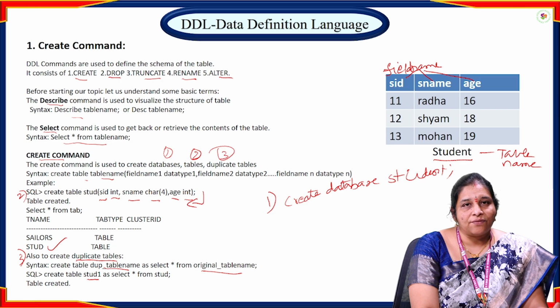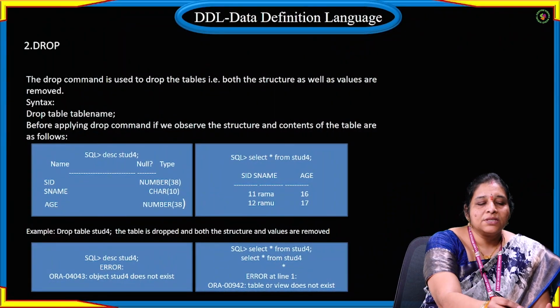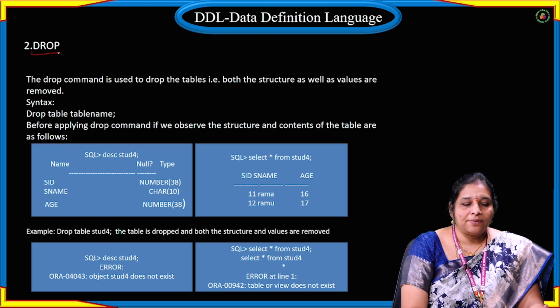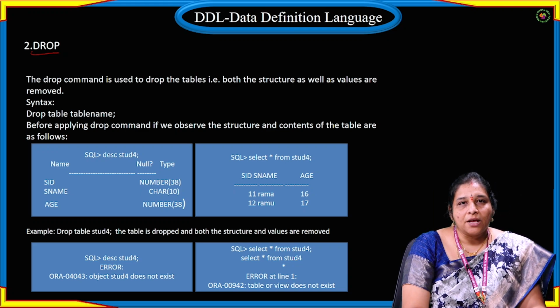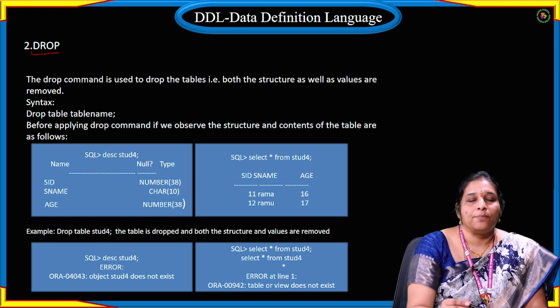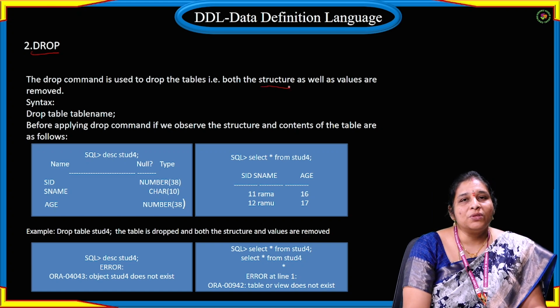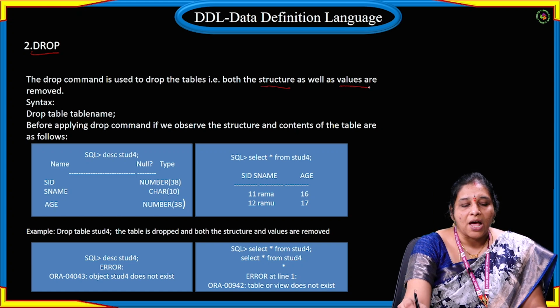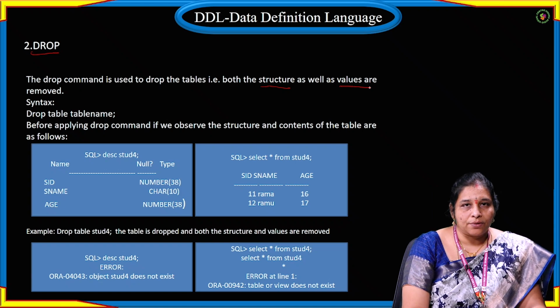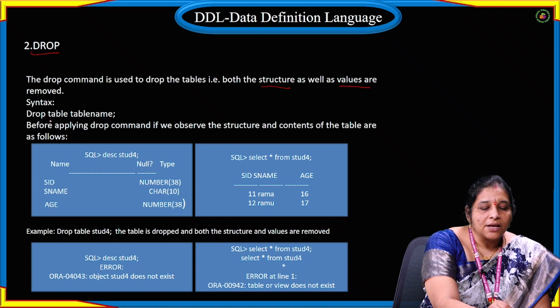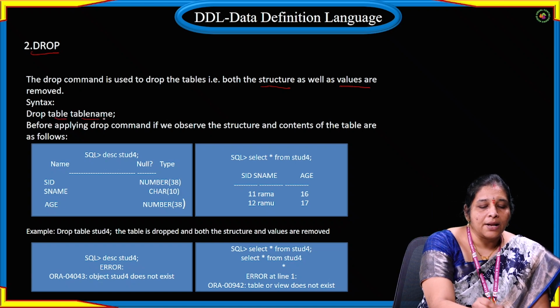So, now this is the way that we are going to create the duplicate tables. The second command is the drop command. The drop command is majorly used to drop the tables. What is meant by dropping the tables? It is used to remove both the structure as well as the values that are present inside your table. The syntax is drop table name.